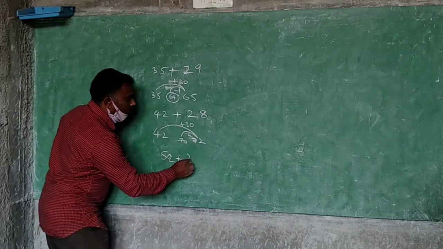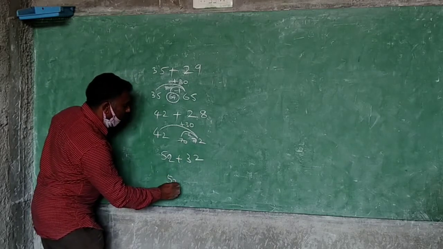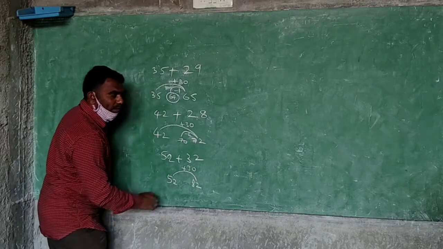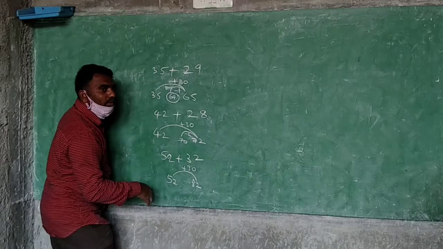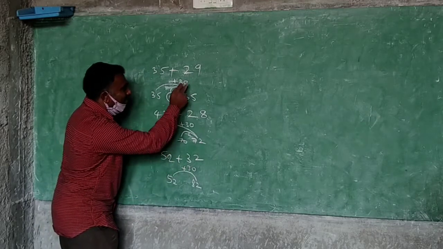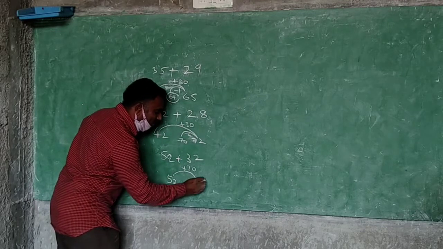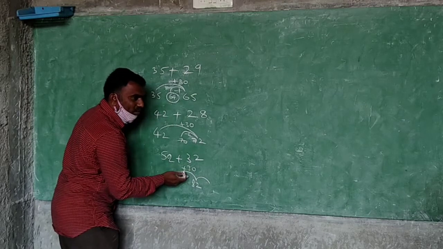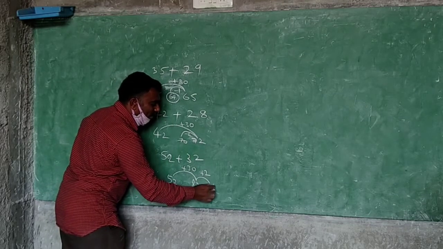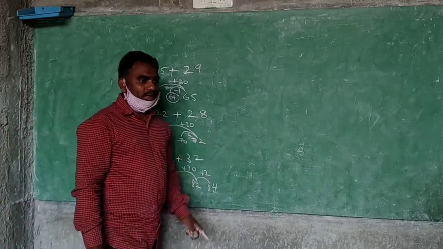52 plus 32. What will you do? 52 plus 30 means 82. Then again, will you go that side only or will you come this side? Here extra taken, that's why reverse. Here extra not taken, no. That's why that side only you have to go, because 30 only you have taken, no. More 2 is there, no. More 2. 84. You understand? Sometimes like that, sometimes like this.